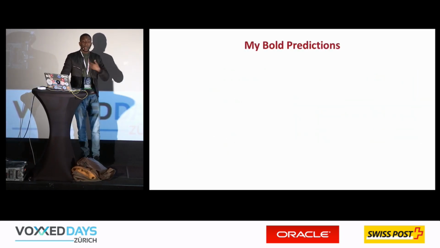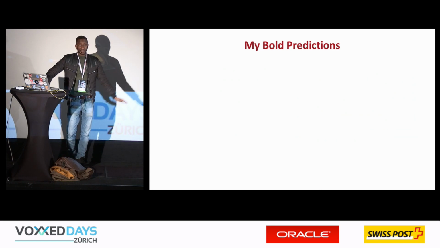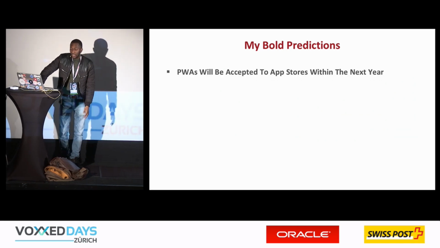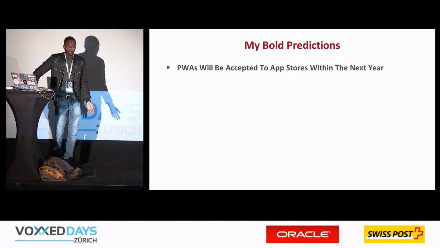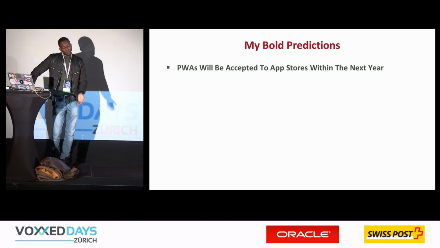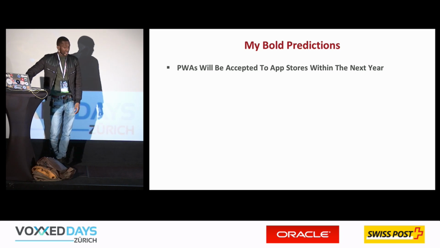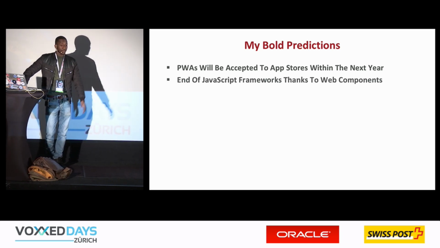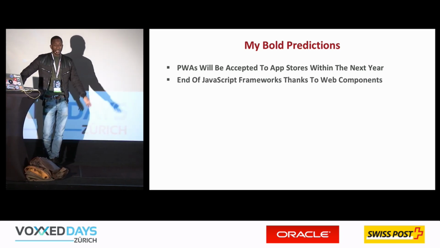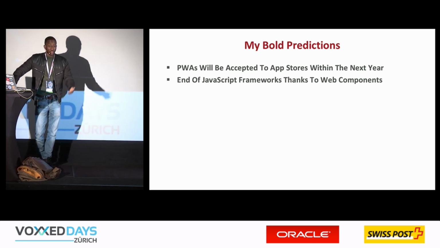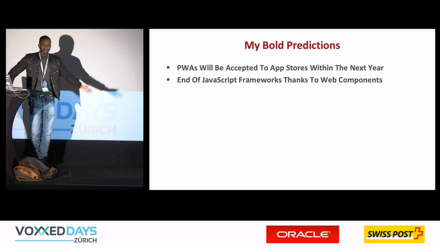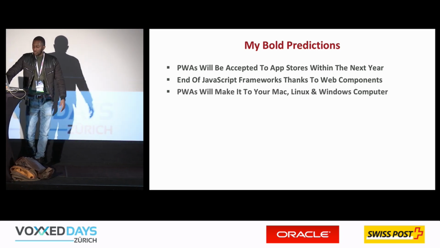These are my own predictions. Feel free to disagree with them. I think PWAs will be accepted into the App Store in the next year. You'll be able to submit a progressive web app, probably starting with the Google Play Store, and it will be accepted. End of JavaScript frameworks. We're not going to be killing each other about whether you use React or vanilla JavaScript or you still use jQuery. We just all get along. And then we find something else to fight over eventually.